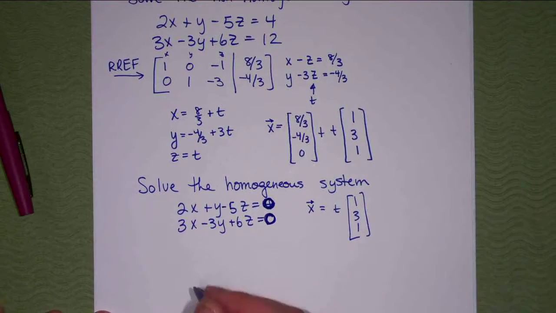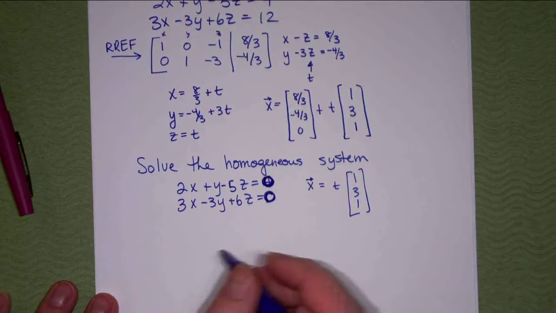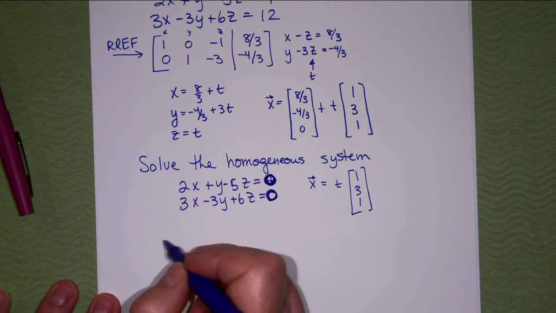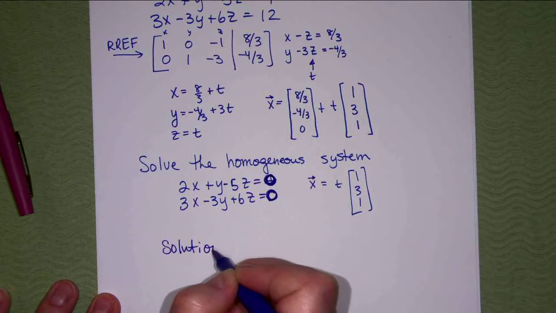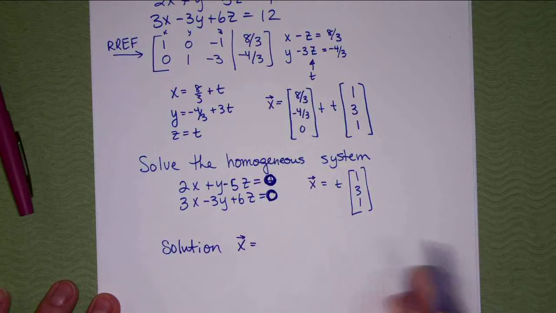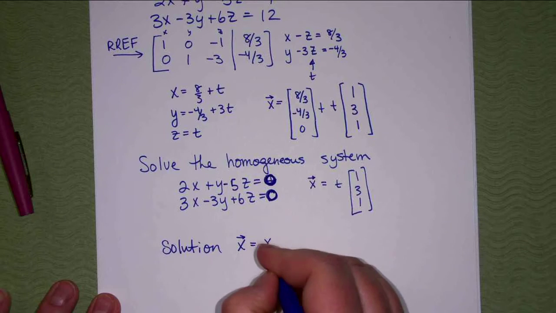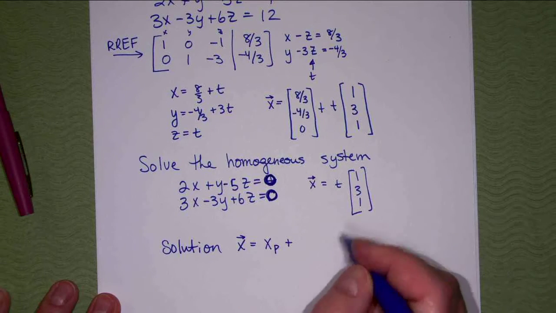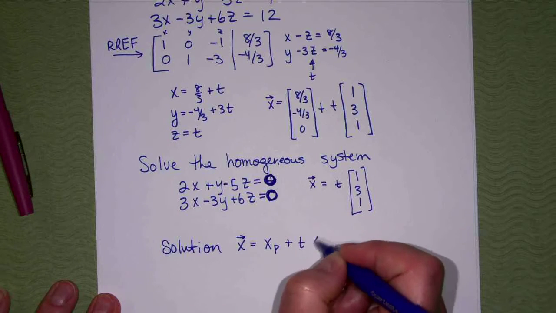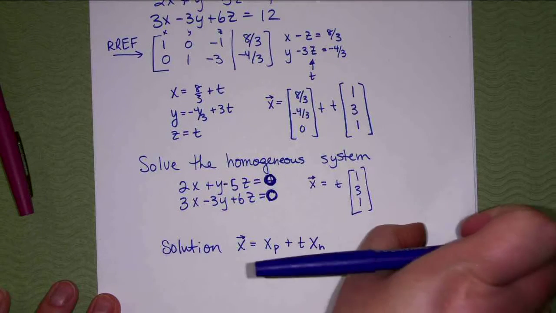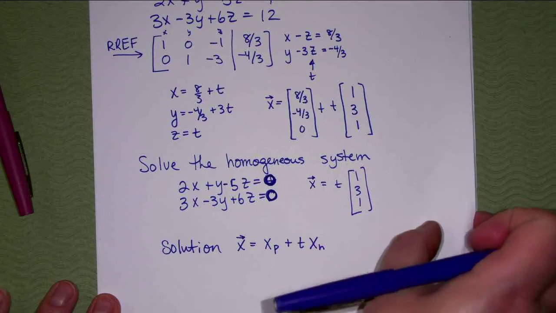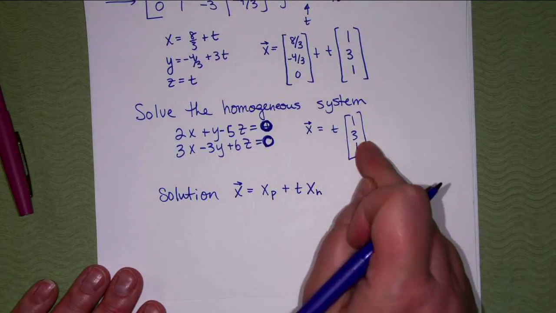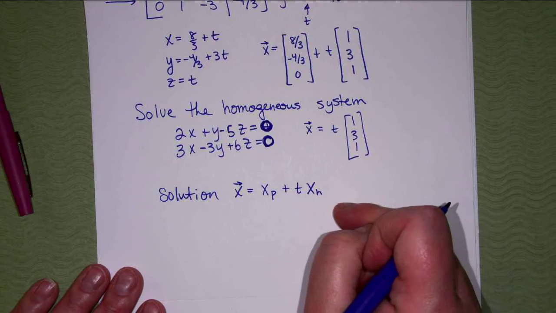All right. So when we have a solution, we call this x equals xp plus t times xh. So this is like a common notation that they use for things. So what does the p and the h stand for? The h you might be able to guess. Homogeneous. It's the solution to the homogeneous system.